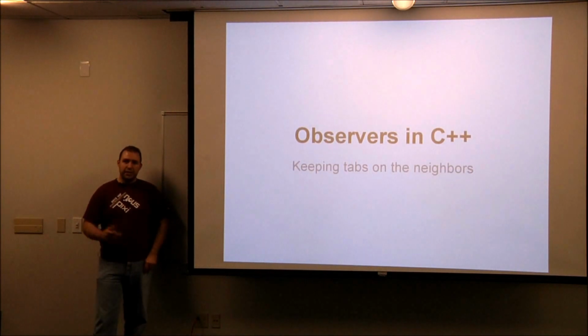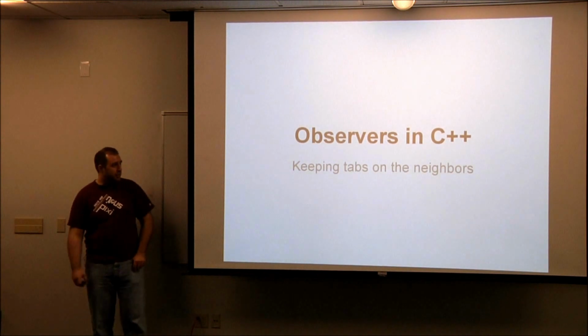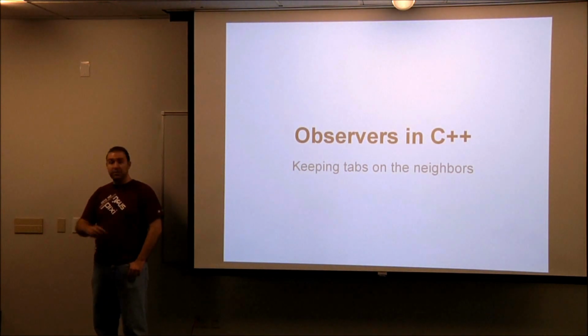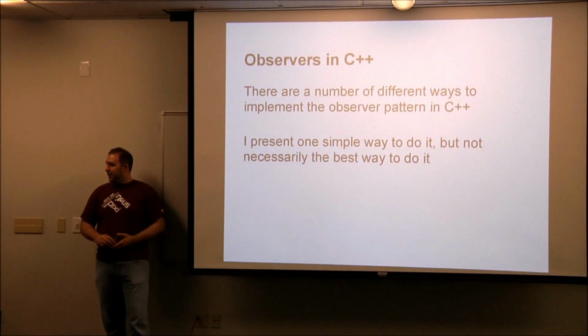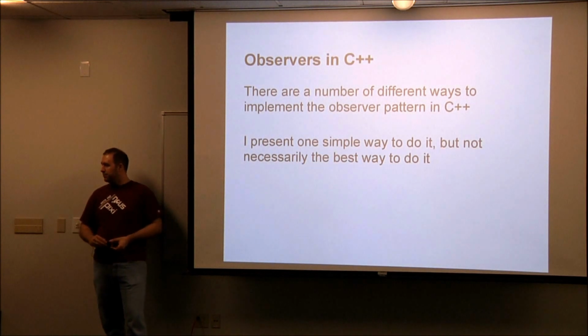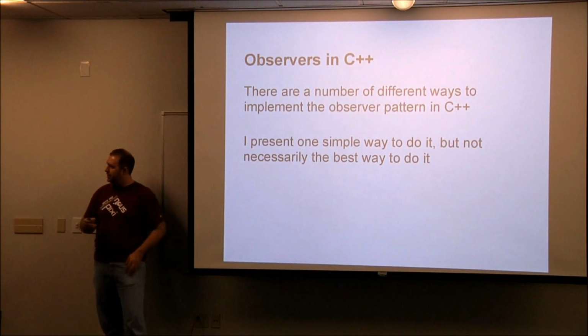All right. So again, bubbling is used a lot in UI. It's not used a whole lot in the rest of game code very often. Observers, on the other hand, are kind of the meat of this presentation. So there's a lot of different ways to implement the observer pattern in C++. I'm actually going to present two ways to do it.